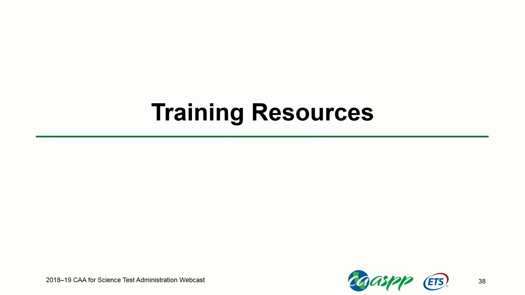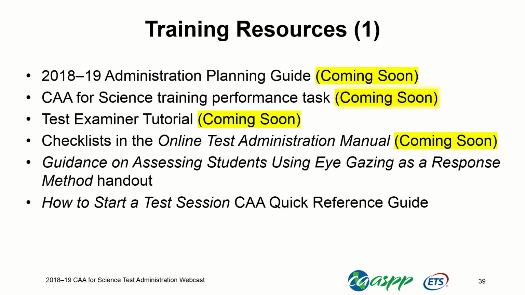Okay, now let's talk a little bit about the available training resources for the CAA for Science. This slide lists the really critical materials that are available to you to help you in your LEA and in your schools to train up your test examiners. The administration planning guide, you heard us talk about that multiple times already. We really think this is going to be a very helpful tool. It's brand new this year. We didn't have it last year. It'll be out very soon, in the coming week or two.